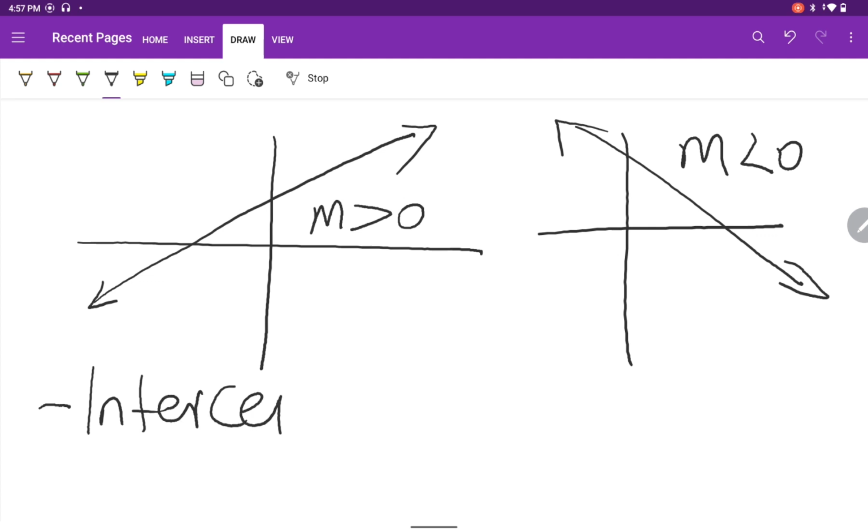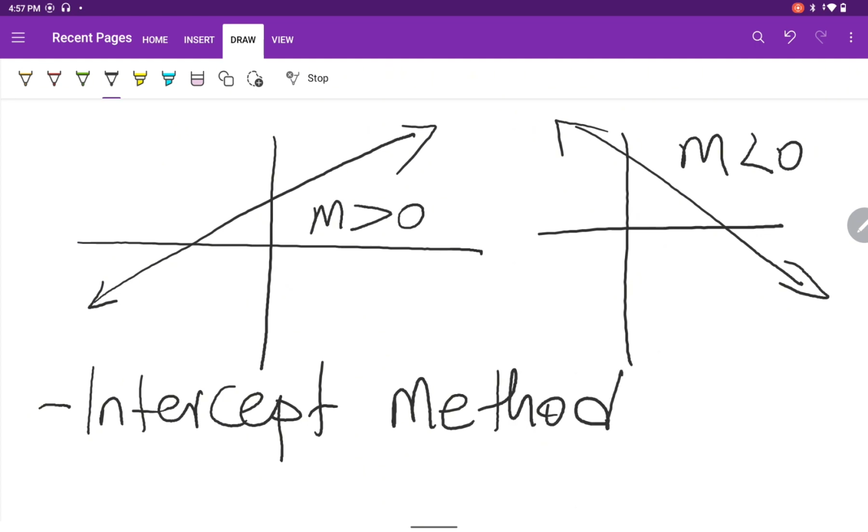The intercept method, which is the preferred method of sketching a straight line graph.